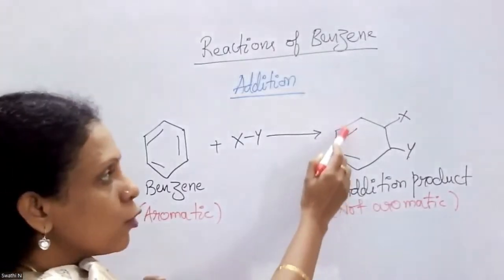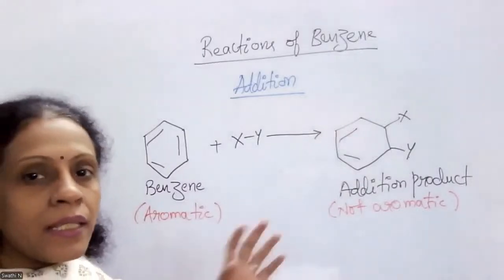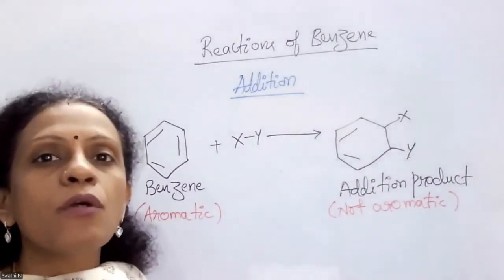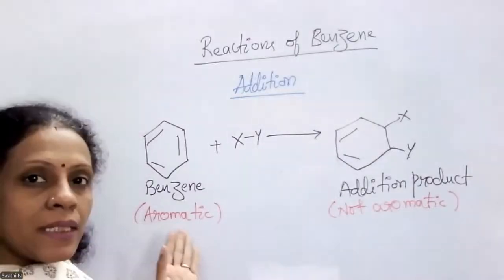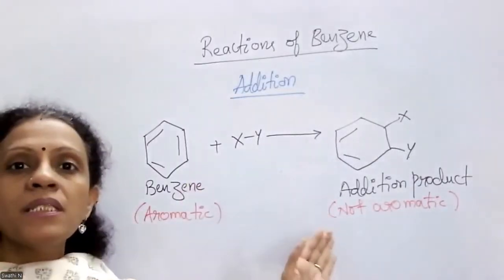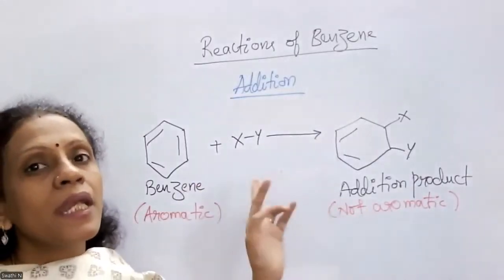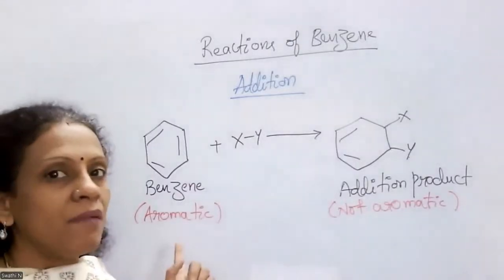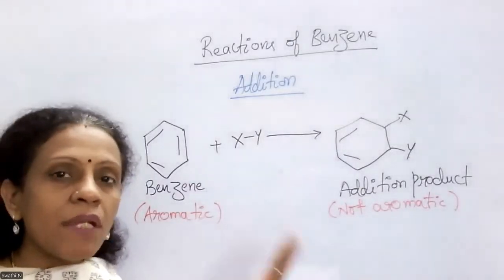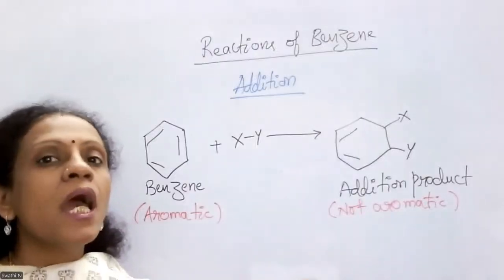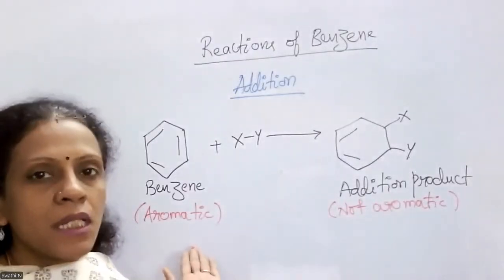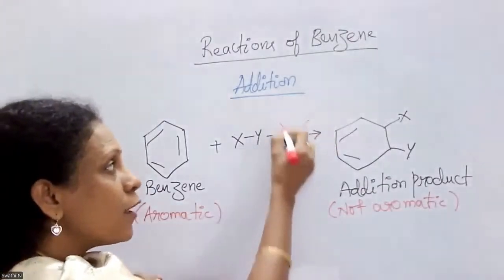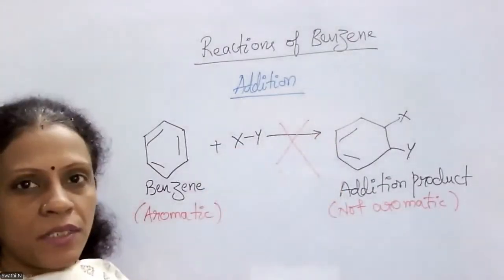Okay, that means it is having only 4 pi electrons and thus it is not aromatic. Usually any compound will undergo reactions to attain stability. As a result of addition reaction, benzene is giving non-aromatic addition product. Non-aromatic compounds are less stable when compared with aromatic compounds. That means ultimately it is giving a product which is unstable when compared with the starting molecules. It is because of this reason benzene does not prefer addition reactions.